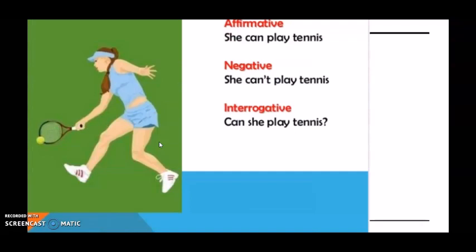Okay. Affirmative, she can play tennis. Negative, she can't play tennis. And interrogative, can she play tennis? Right, this is just for the modal verb can.